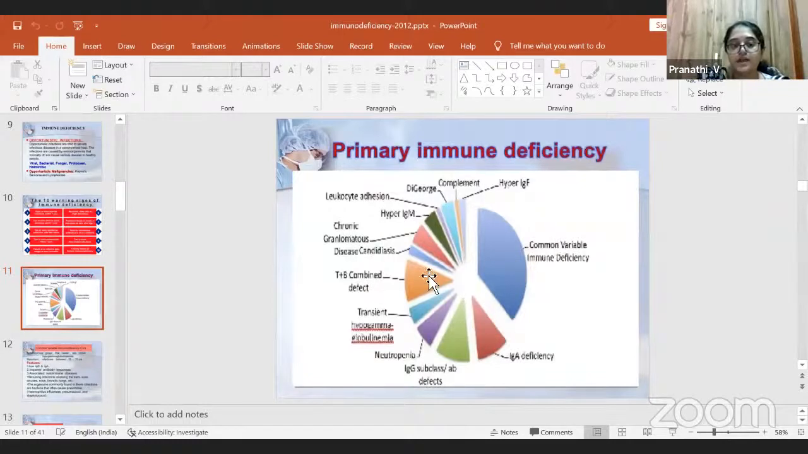So these are the different kinds of diseases that can come: chronic granulomatous disease, hyper IgM, leukocyte adhesion deficiency, DiGeorge syndrome, common variable immunodeficiency, IgA deficiency, all of these. So they are congenital in nature, because of which what happens is, from the parents, the defective gene gets to the child.